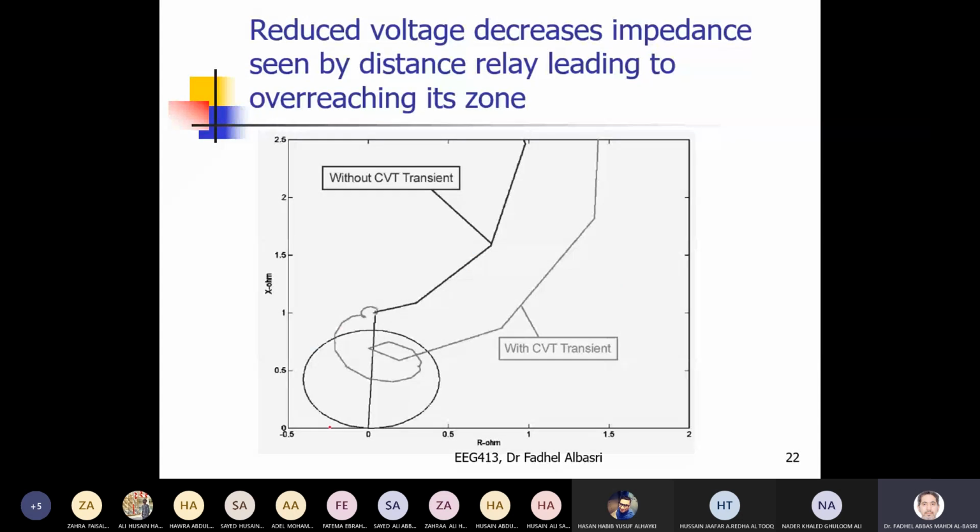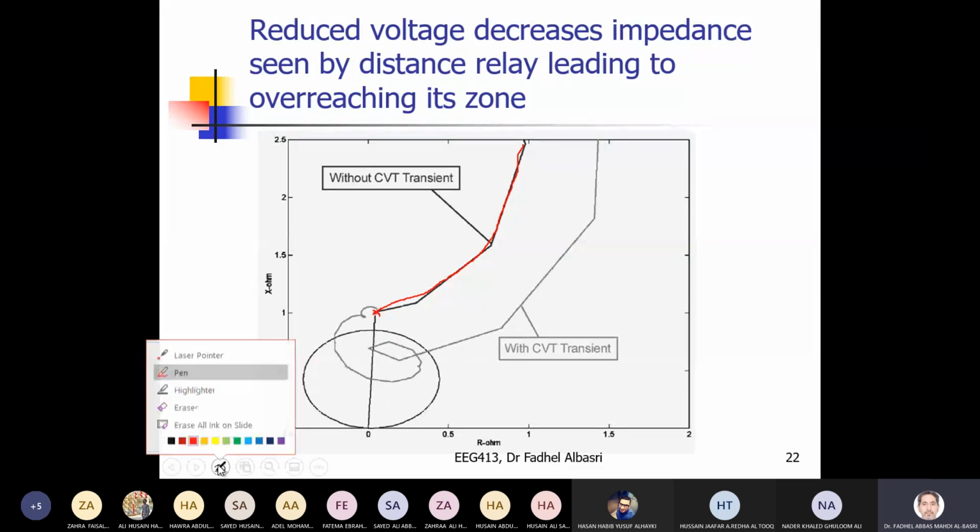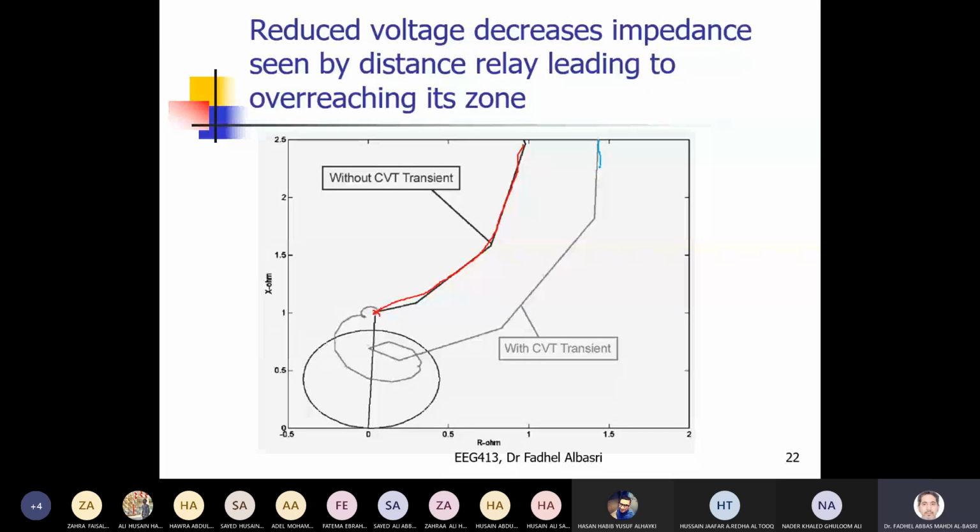For distance relays, inshallah, I have one chapter on this. A distance relay operates when the impedance seen by the relay falls inside this circle. Now the fault is outside the circle, here. So if you have no CVT transient, the impedance trajectory will come to the fault point. It doesn't go inside the trip area of the relay. However, if we have CVT transients, the trajectory of the impedance comes inside the trip area and then goes to here.